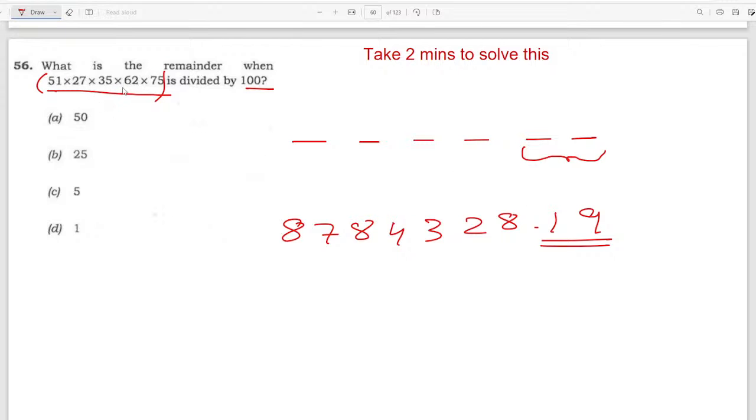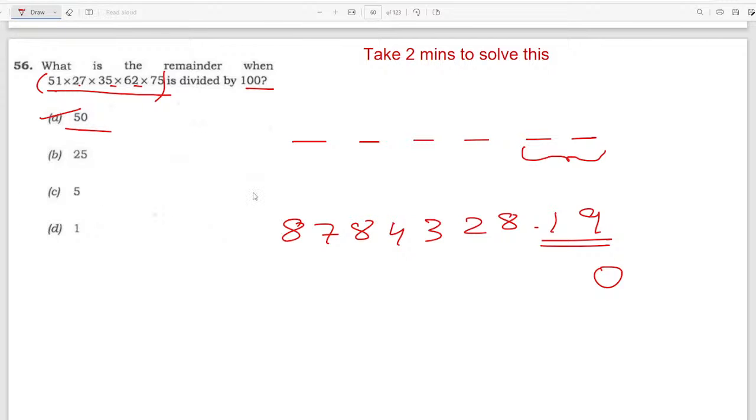So what would be the last digit? To find the units digit, you multiply the units digits. 1 into 7 is 7. 7 fives are 35, again the unit digit is 5. 5 twos are 10, unit digit is 0. And 5 into 0 is 0. So the last digit would be 0, and the only option with 0 is A, 50.